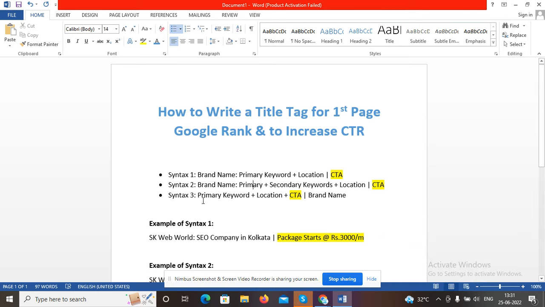And number 3, primary keywords plus location, then CTA, and after that you can type your brand name, because we all know including primary keywords at the very beginning of the title is most important for better optimization, and also your brand name is important to increase your brand value. So of all the three syntaxes over here, you can use any one for your promotion purpose.